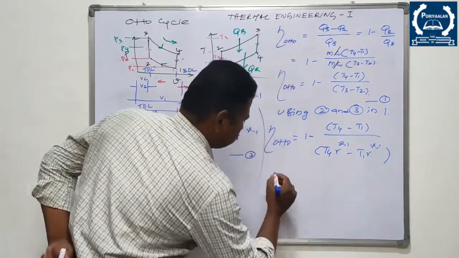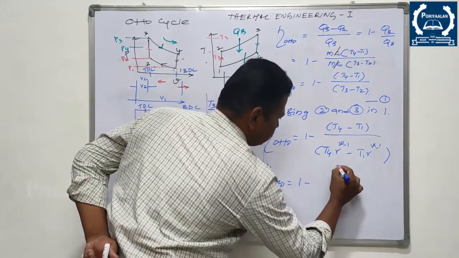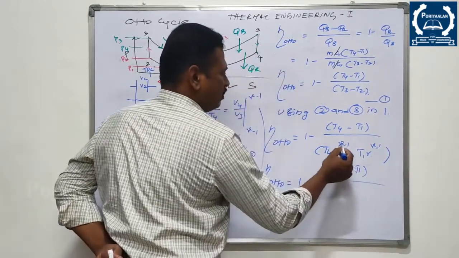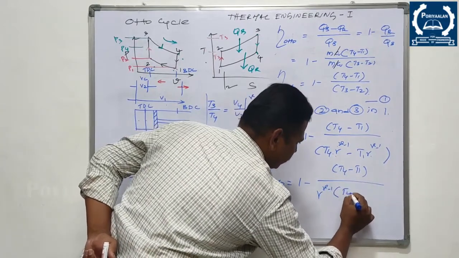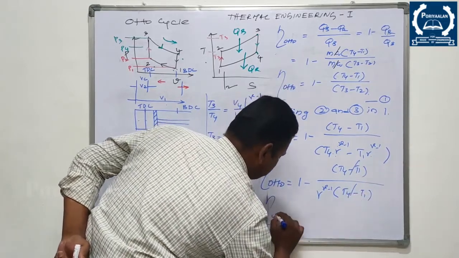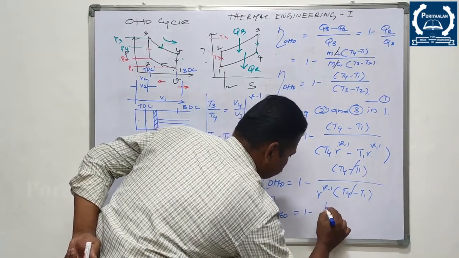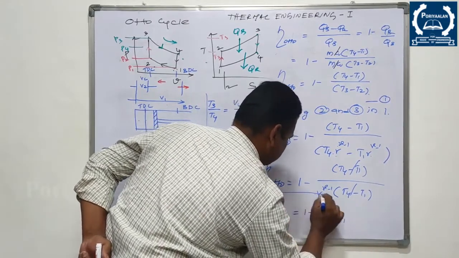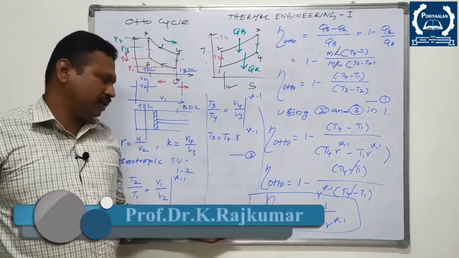So the efficiency of the Otto cycle is 1 minus (T4 minus T1) whole divided by, taking R power gamma minus 1 as a common factor, (T4 minus T1). So these two will get cancelled. Finally the efficiency of the Otto cycle will become 1 minus 1 by R power gamma minus 1. So there is no need of temperature. Once you know the compression ratio, you can find the efficiency of the Otto cycle, right?